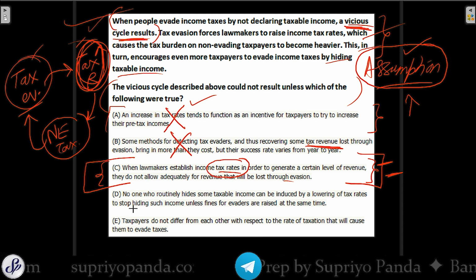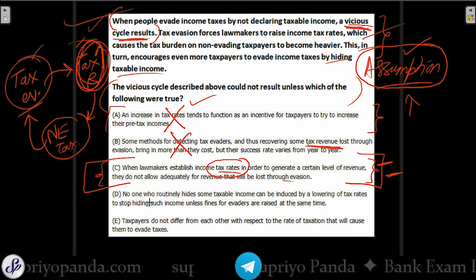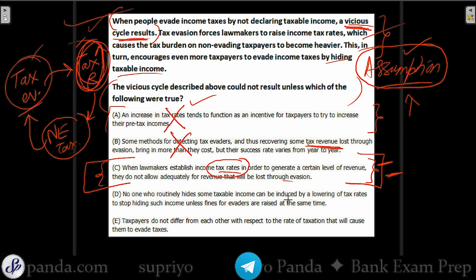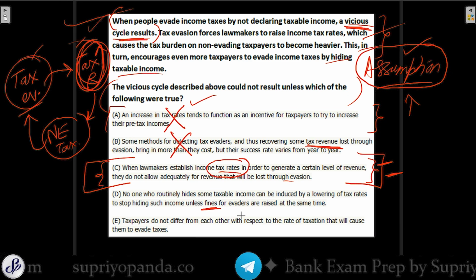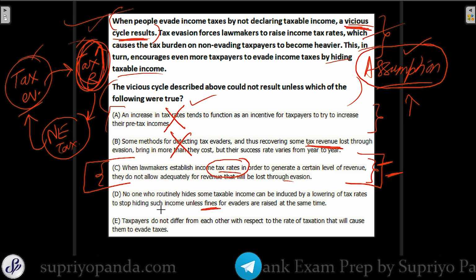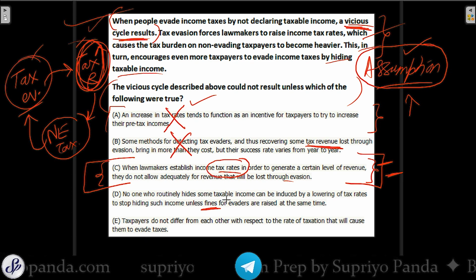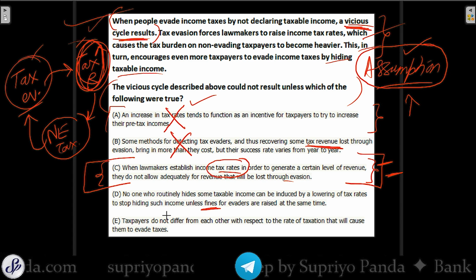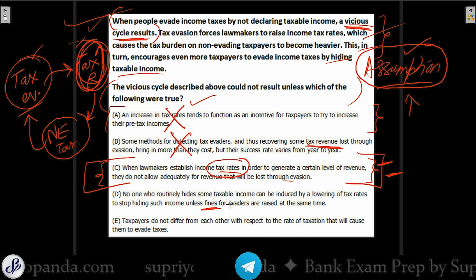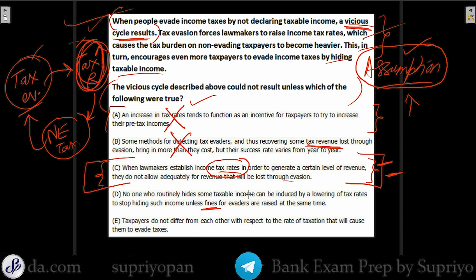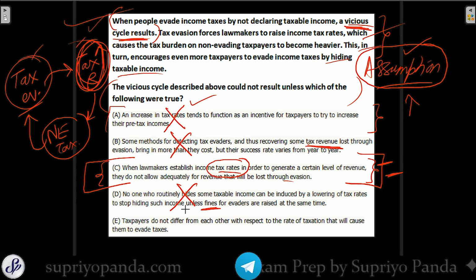So let's keep this. Now the next one: no one who routinely hides some taxable income can be induced by a lowering of tax rates to stop hiding such income unless fines for evaders are raised at the same time. So again, over here, you are correlating the fines for the evaders and also the lowering of the tax rates to stop evading such income. So this is actually not that relevant to our entire thing. And also remember, if this was actually true, so if you could have some fines so that whatever the government is losing, they can actually get back, then that revenue is not actually impacted. So the vicious cycle cannot happen if this thing is true. So that is why this is also actually not true.